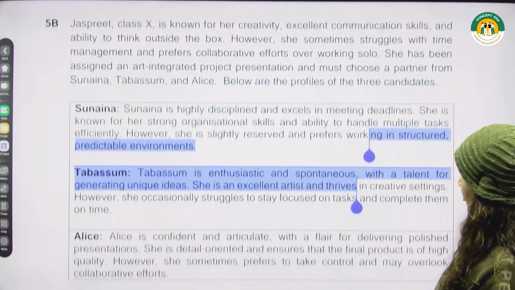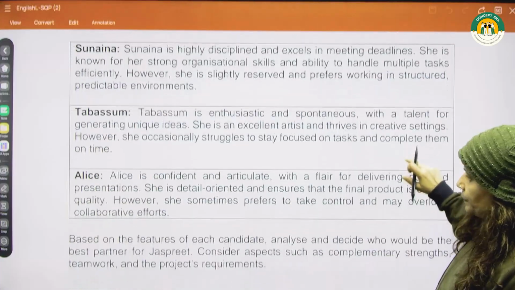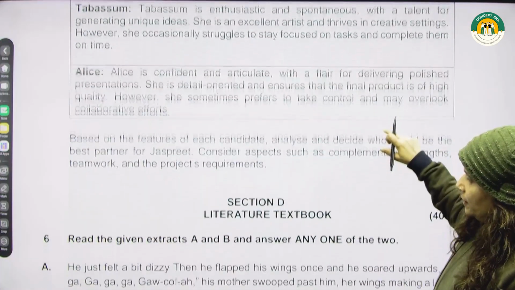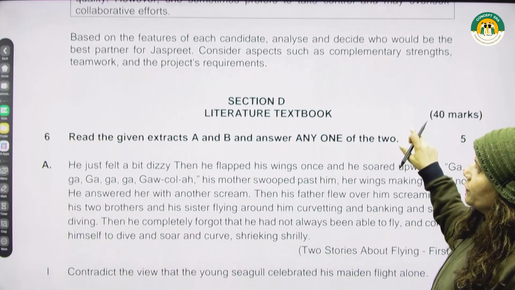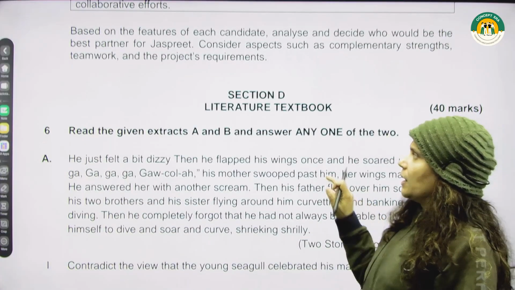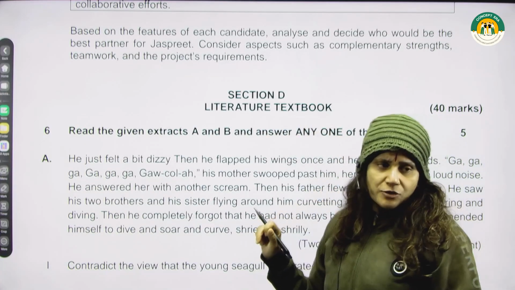See, look at this. Now we come to the last section of the sample paper, which is a literature section.